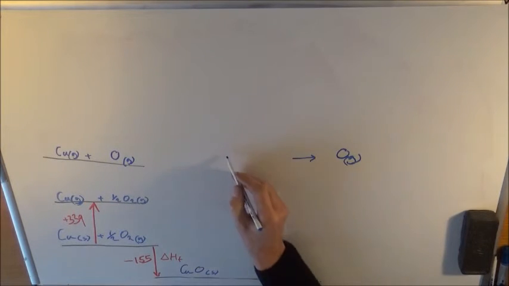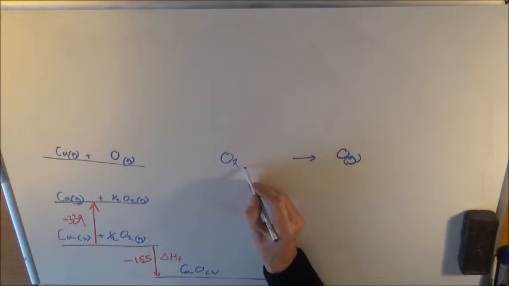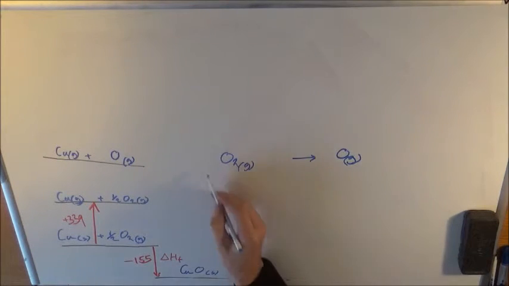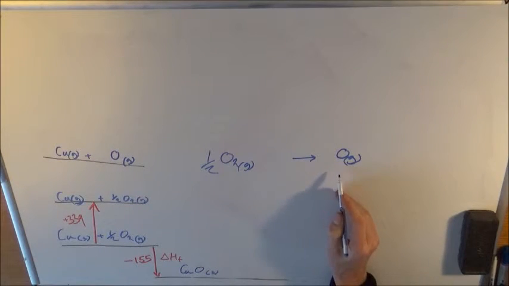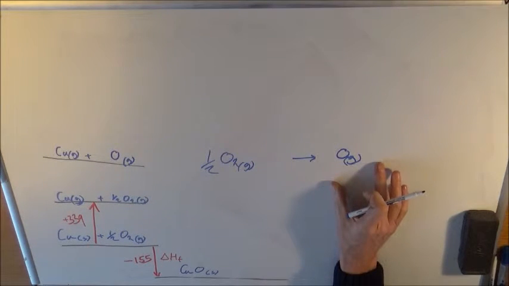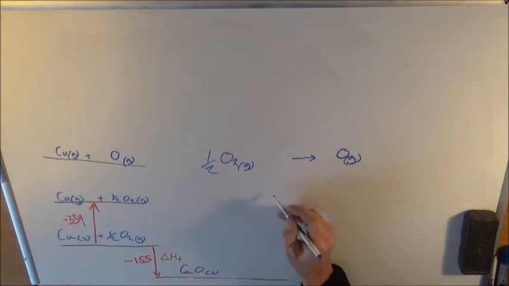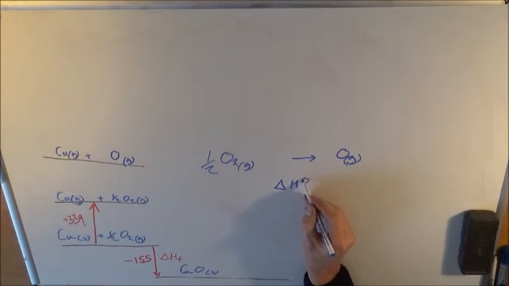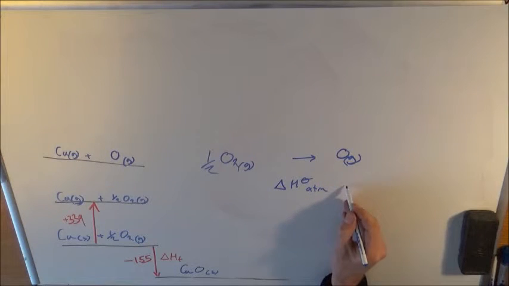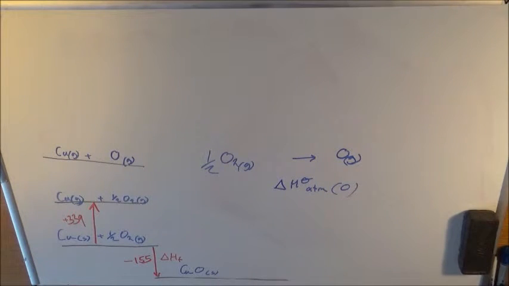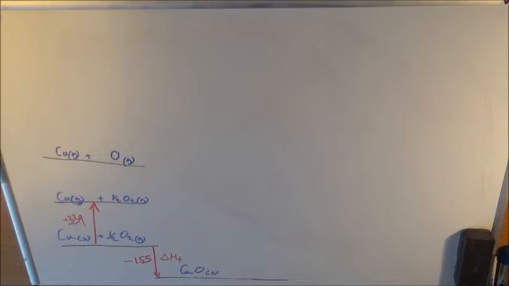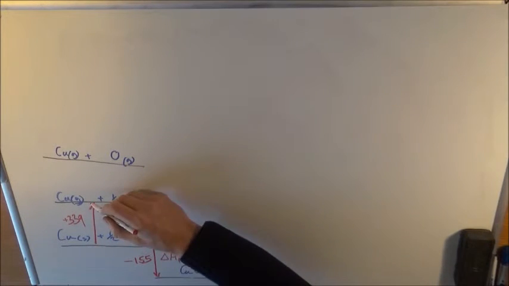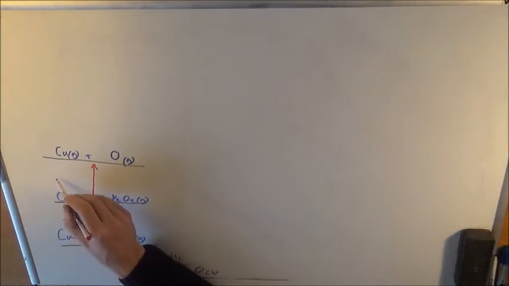We're making a mole of O atoms in the gaseous state from the element in its standard state. Well, in the standard state, oxygen has to come as O2 gas, so we have to put a half there to balance it. We can't not put the half there and double this, because that would be for making 2 moles of oxygen atoms. So that's the enthalpy change of atomization of oxygen. And the value for that one, again it's endothermic, we have to put some energy in, and that is plus 249.